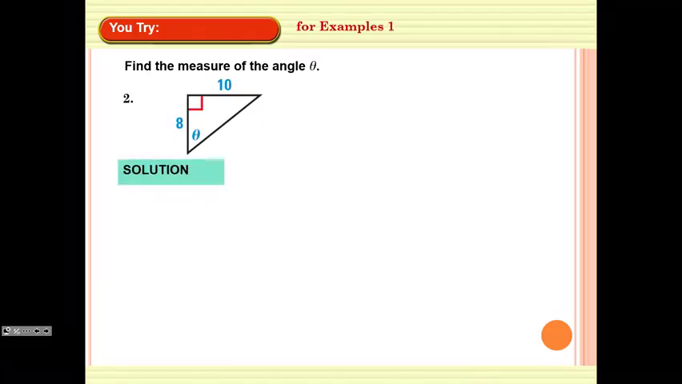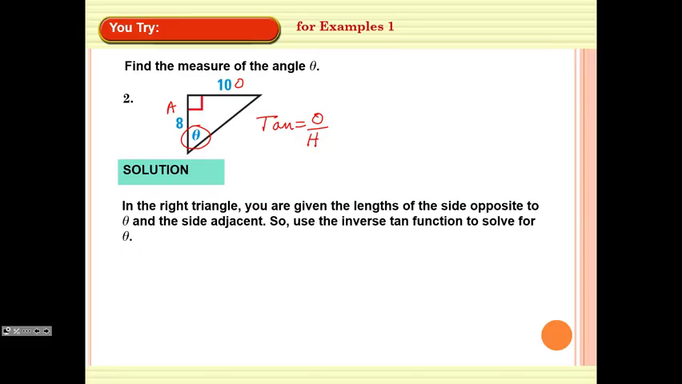Okay, here we go. We've got another one. This is our beginning angle. You've got to know where your beginning angle is. This is opposite and adjacent. Which one is that? It's tangent, opposite over adjacent. So we're going to set it up.